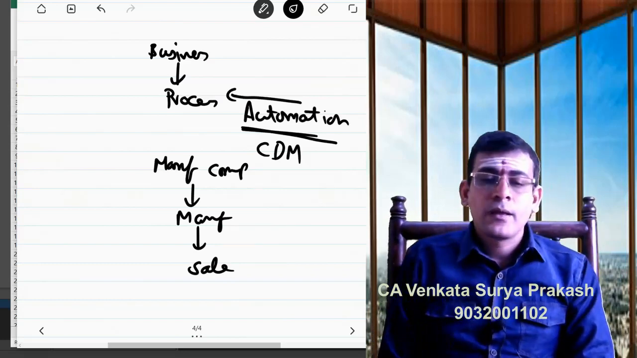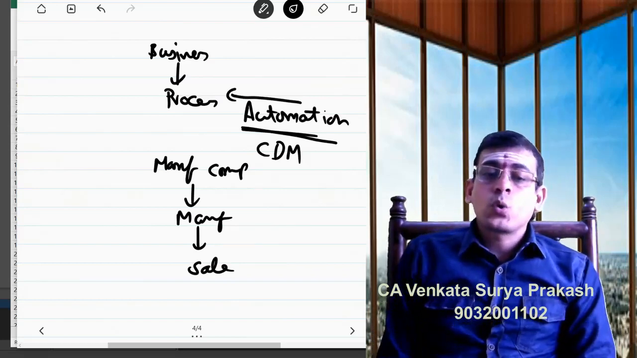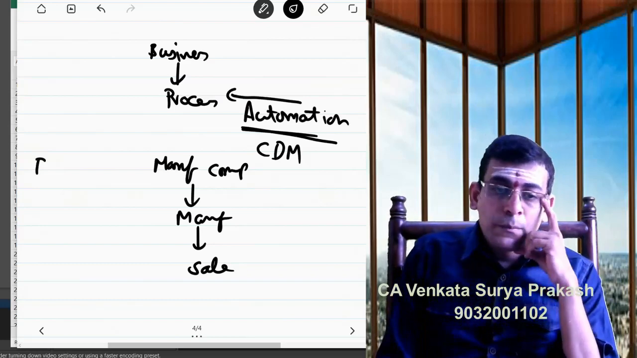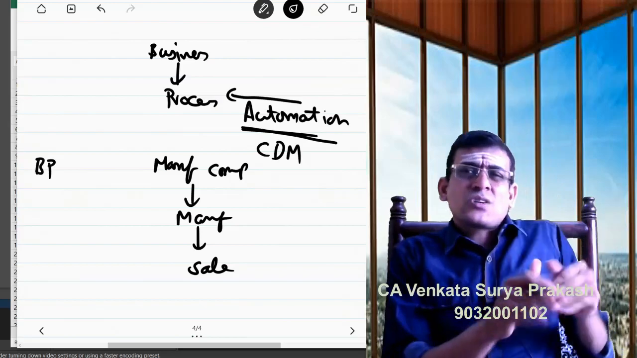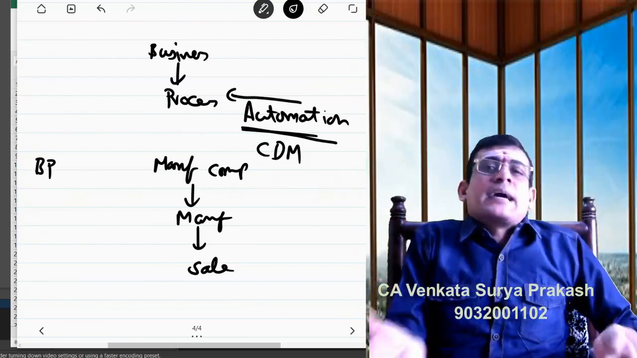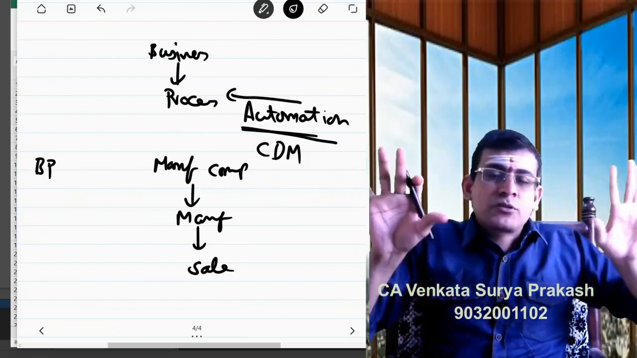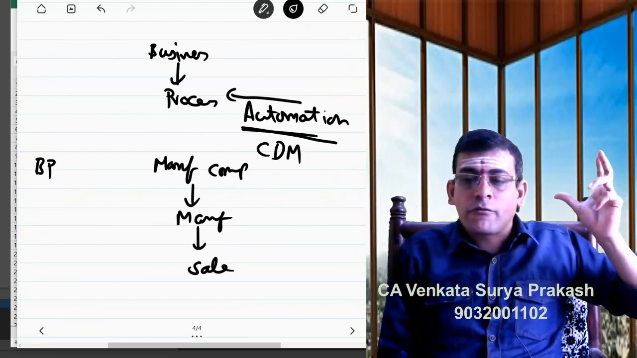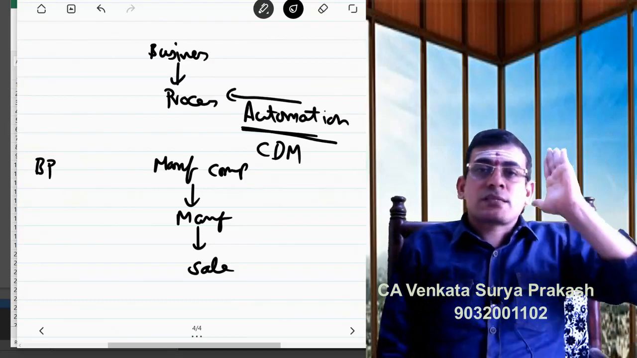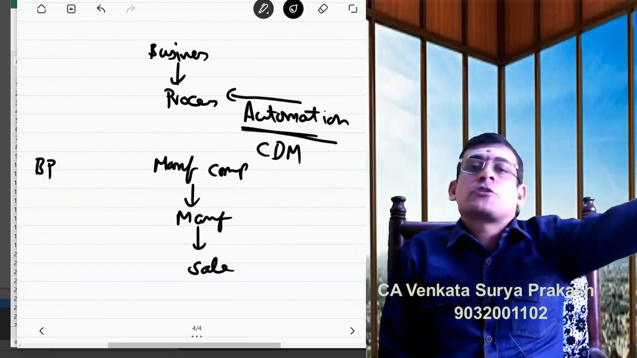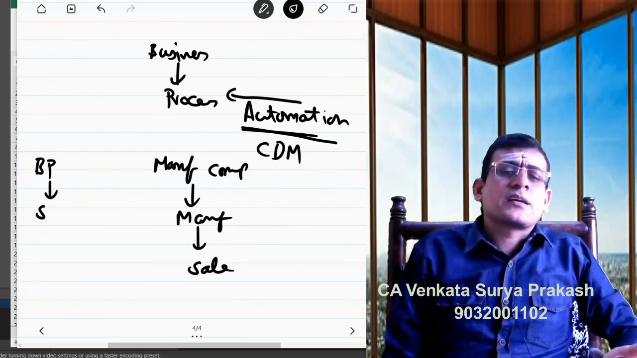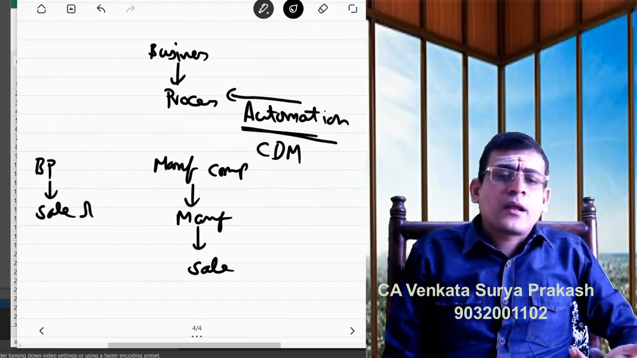Say for example, to understand the concept of automation, I need to know the business process. These are all our subsequent chapters. I will go in depth into that at a later stage. Today I'm just giving you a brief introduction, a brief overview of how we are going to study this in our subsequent chapters. Now, say business process. What is the business process? First I need to get a sale order. I got an order from a customer. That is what is called a sale order.